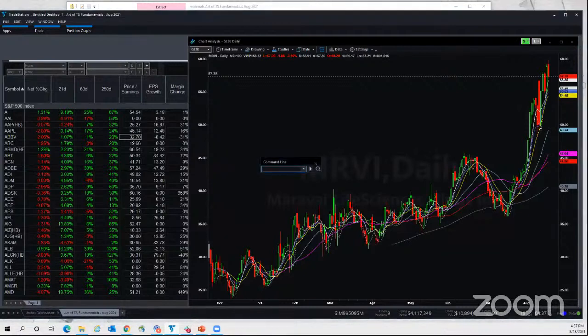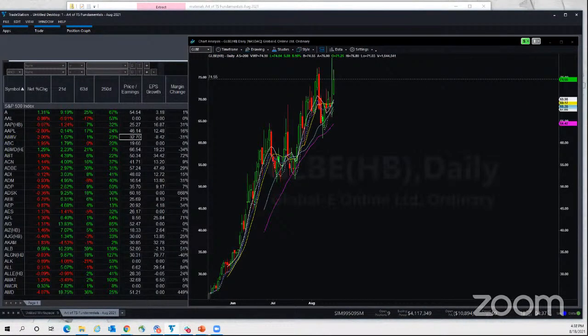Another one is GLBE. This is a company that has a partnership with Shopify, and they do some e-commerce services. This is another company with some explosive revenue growth, also a new company that might not have established holders. And the last one I wanted to mention was Palantir.